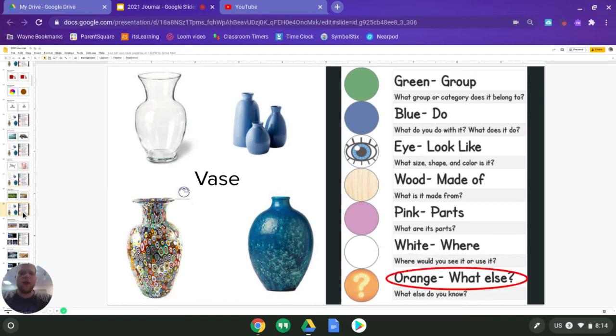All right, y'all, the last one is orange. And orange as well. What else do we know about a vase? So what else do you guys know about them? Where do they come from? Who makes them? What else could you put inside of them? Where else could you find them in your house? Or where else could you find them outside of your house? Think about that as you answer for vase.